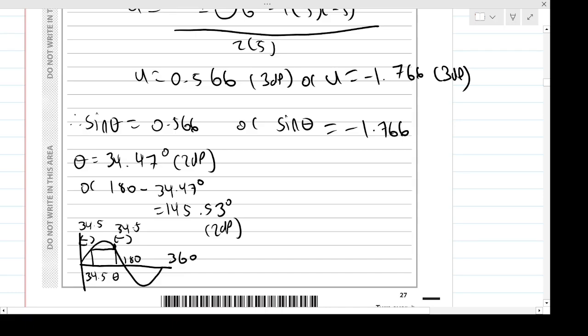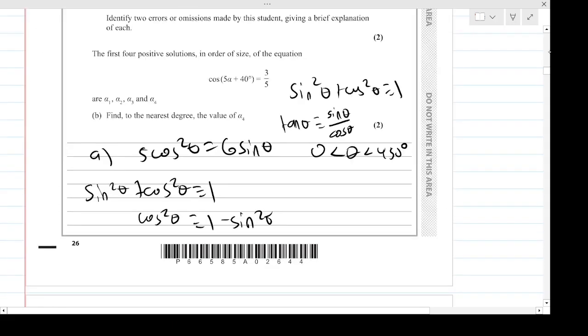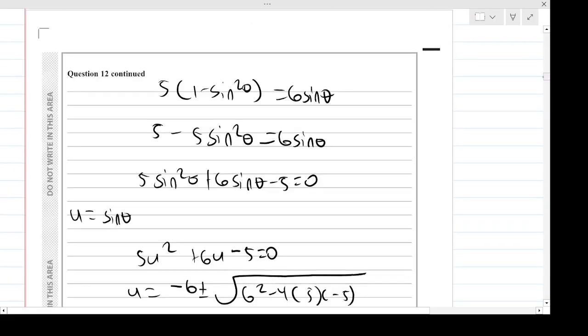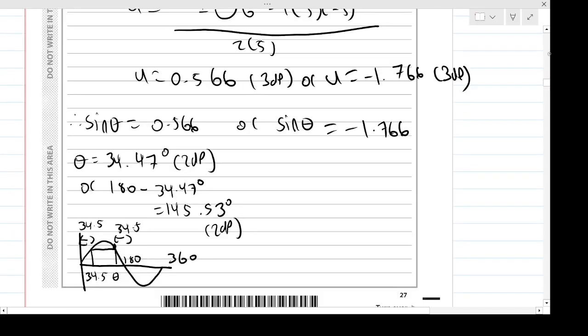But of course, our interval is between 0 and 450. So it's a bit more than 360. So we're going to need to maybe consider adding on. These are my two main solutions, right? So if I want to find more solutions, I need to add on 360 to all my solutions.